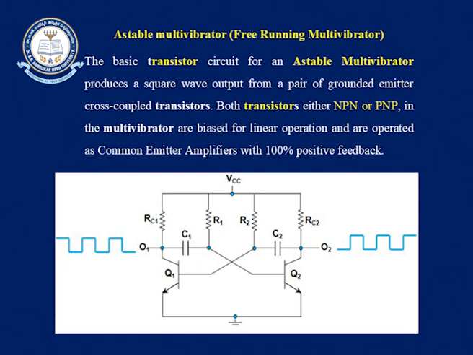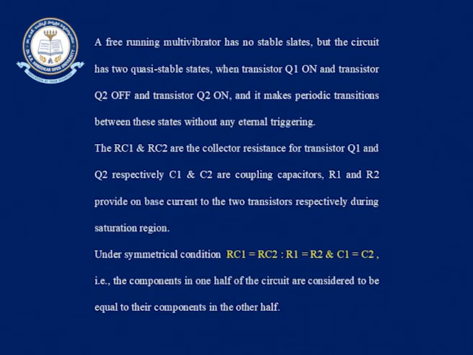The free running multivibrator has no stable state, but the circuit has two quasi-stable states of the transistors. As we just discussed, when transistor Q1 is in the on condition, transistor Q2 is in the off condition, and the circuit switches between these states without any external triggering.